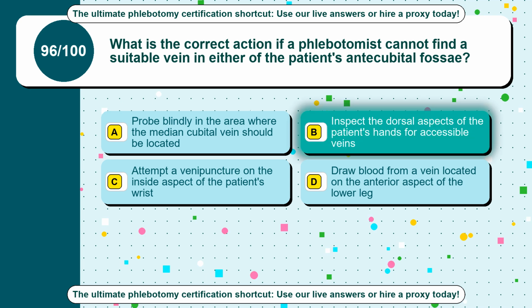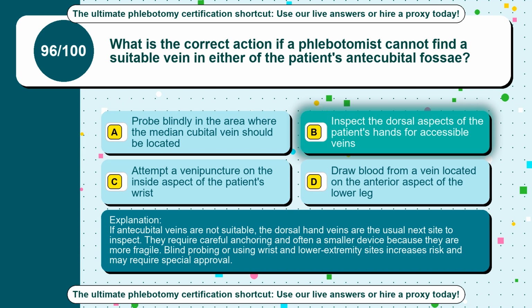The correct answer is option B, inspect the dorsal aspects of the patient's hands for accessible veins. If antecubital veins are not suitable, the dorsal hand veins are the usual next site to inspect. They require careful anchoring and often a smaller device because they are more fragile. Blind probing or using wrist and lower extremity sites increases risk and may require special approval.